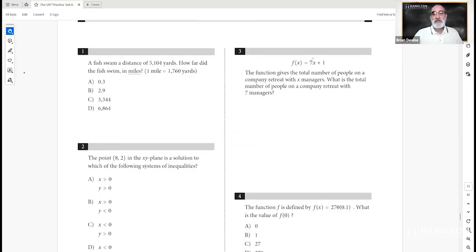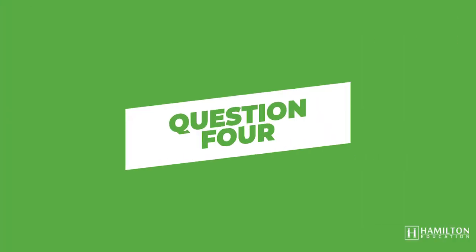Question 3. f of x equals 7x plus 1. This is a linear thing. It describes a line if we graph it. It gives the total number of people on a company retreat with x managers. What is the total number of people on a company retreat with 7 managers? Well, they want f of 7, which is going to be 7 times 7 plus 1, which is 49 plus 1, which is 50.